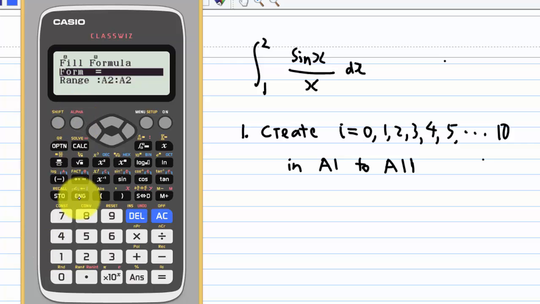We enter A1 plus 1 into the formula, and this is going to happen from A2 to A11. Press equal, then press equal again. So we have created 11 values from 0 to 10 in cells A1 to A11.